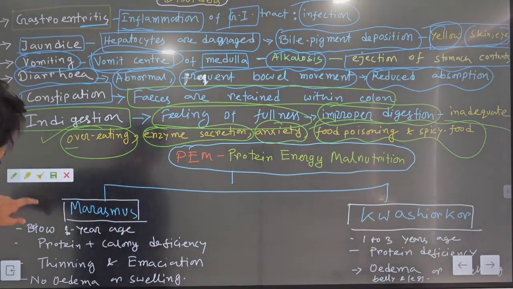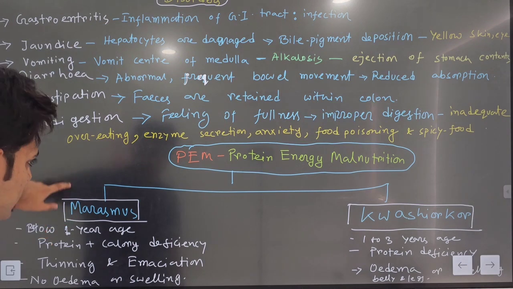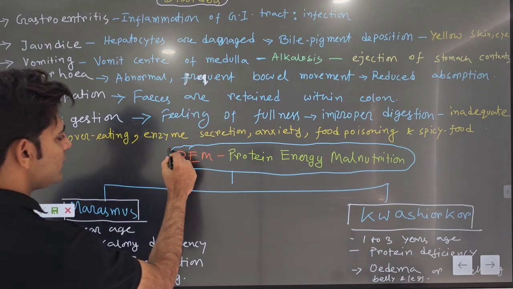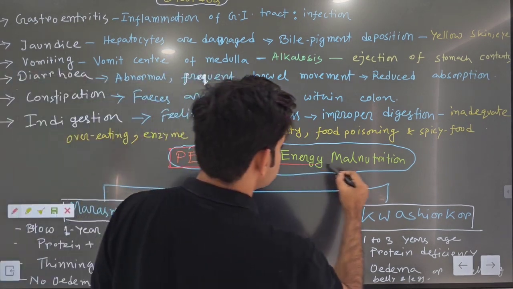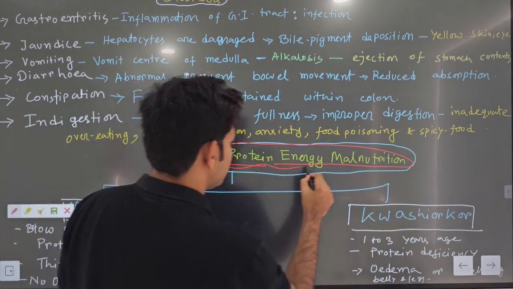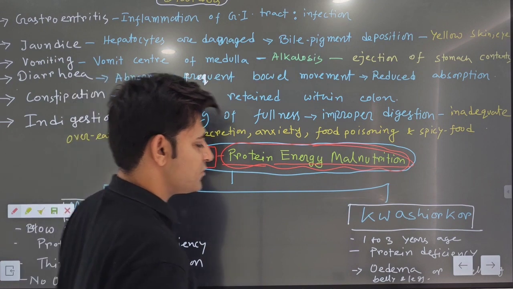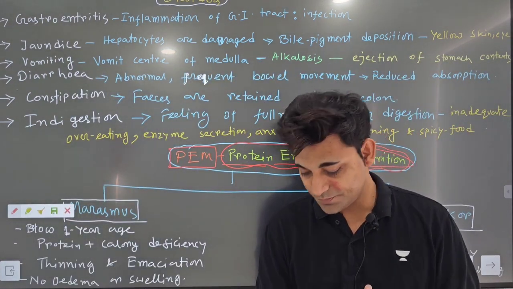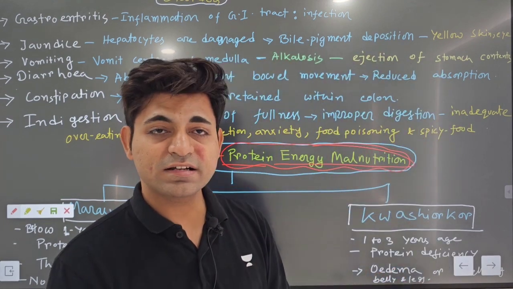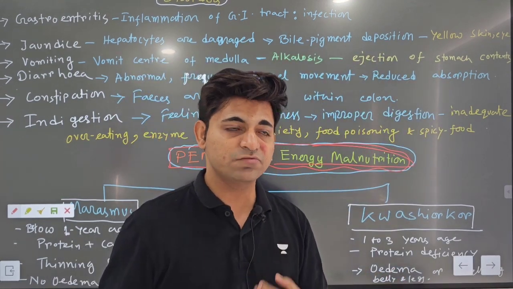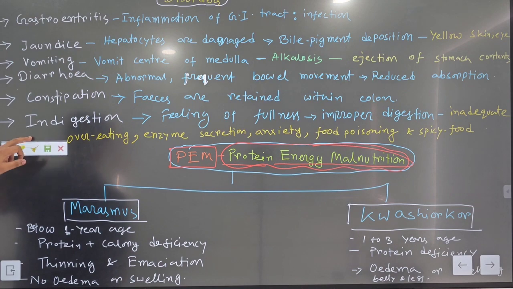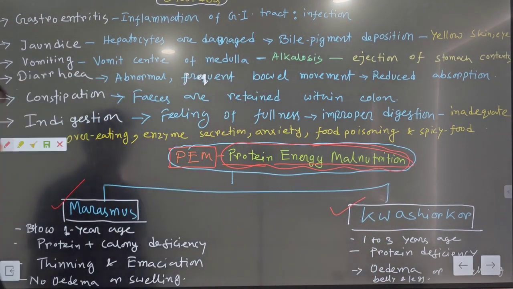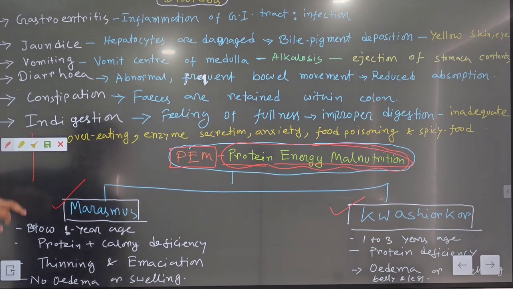And lastly, we'll be ending this chapter with PEM, protein energy malnutrition. These are malnutrition or deficiency diseases of protein, and energy means carbohydrate. Carbohydrates are the instant source of energy for us, right? So there is a disease called marasmus, and there is another disease called kwashiorkor. Now what is the difference?